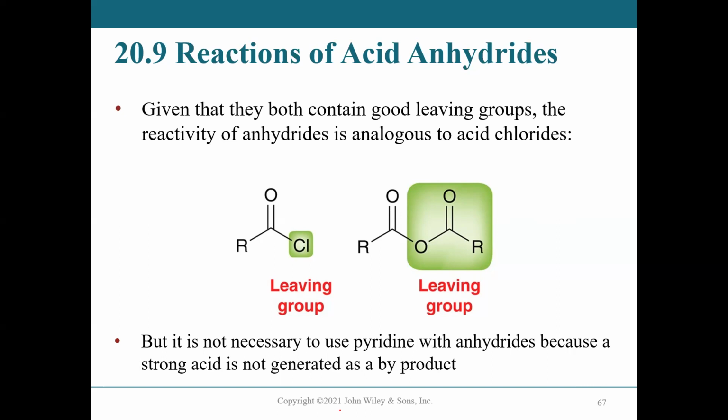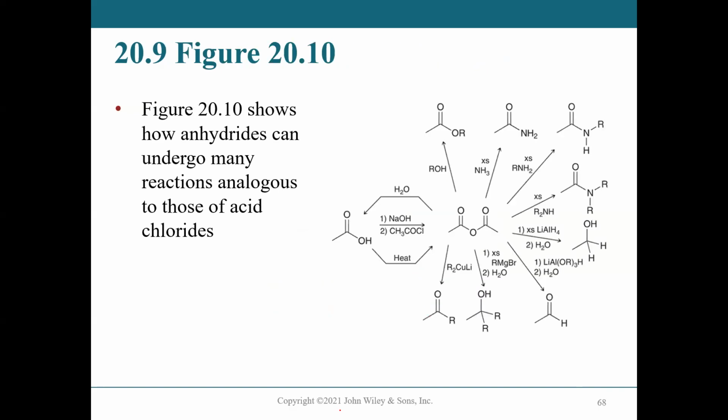As a result, it is not necessary to use pyridine in the reaction with acid anhydrides because HCl is not produced. So we're not producing HCl with this. And this figure can be found on page 923. Note that each of these reactions produces acetic acid as a byproduct. For this reason, acid chlorides are more efficient as starting materials than acid anhydrides.